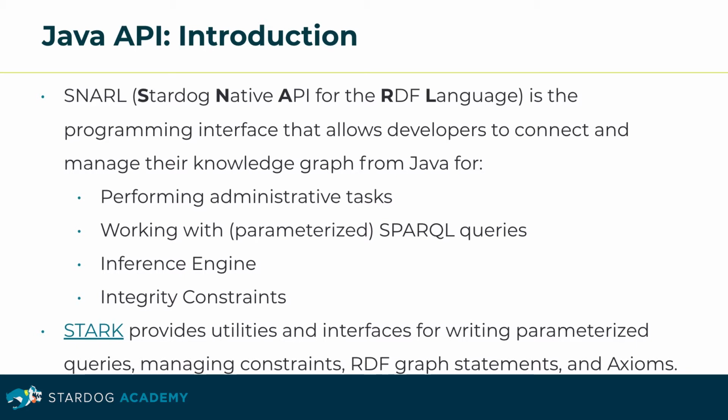and so it's part of the product and it's robust. The other main API is called Stark and deals specifically with RDF types. So we'll cover how to deal with RDF types and converting those into, for example, POJOs, plain old Java objects that you might have within your Java domain model.